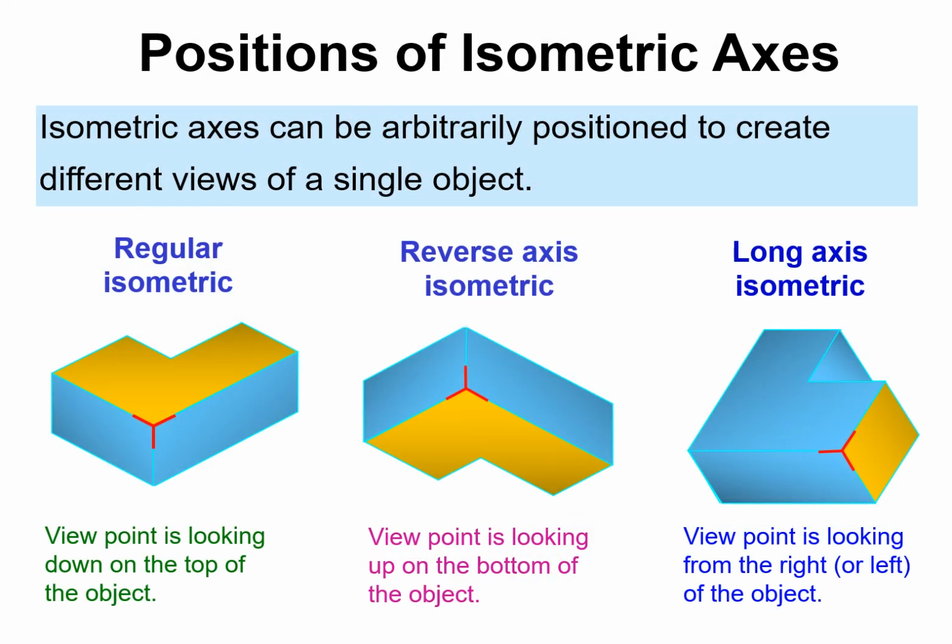Then there are some other types by position of the axes, that is, how we position them. Isometric axes can be arbitrarily positioned to create different views of a single object. We can select different axes as our axonometric axes, and we can create different isometric, dimetric or trimetric views for our axonometric projection.